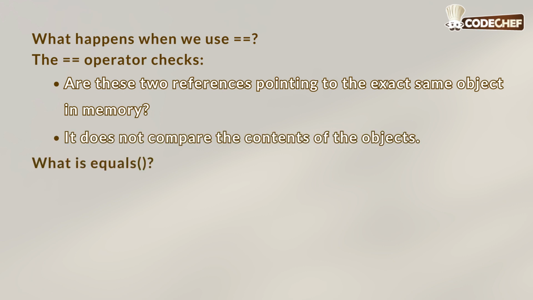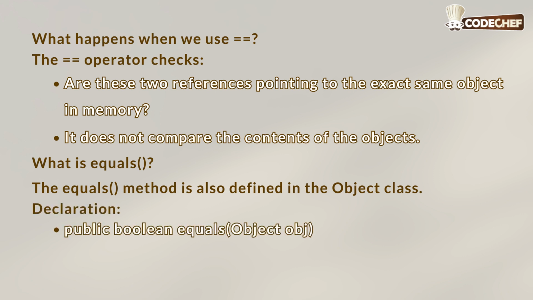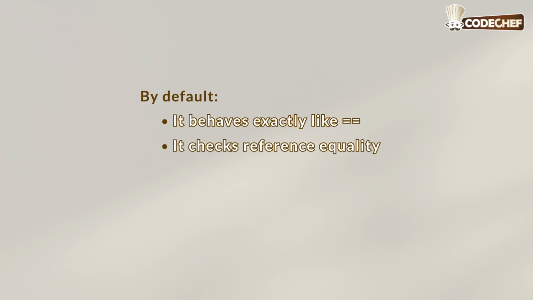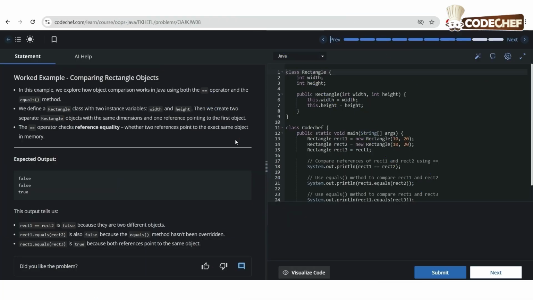What is equals? The equals method is also defined in the Object class. This is what the declaration looks like. So by default, it behaves exactly like the equal to operator. It checks reference equality, not data equality. So unless you override it, it will not compare actual object data. Now let's look at the equals method with a worked example.